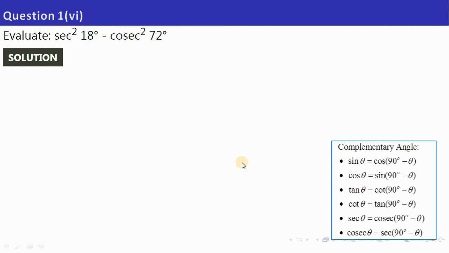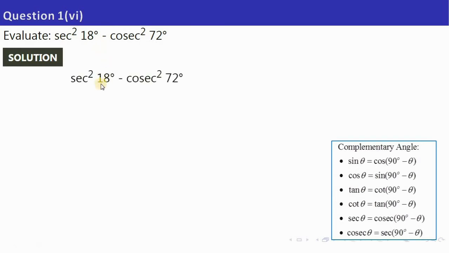Okay, now let's have a look at the next question. That is the sixth question. According to the question, it is given that sec squared 18 degrees minus cosec squared 72 degrees. Now here we see that the only two angles given are 18 degrees and 72 degrees, right? And we know that the sum of 72 and 18 will be exactly 90 degrees. So you need to just change any one of them. If you change 18, then 72 will be kept as it is, and if you change 72 degrees, then you have to keep 18 degrees as it is.